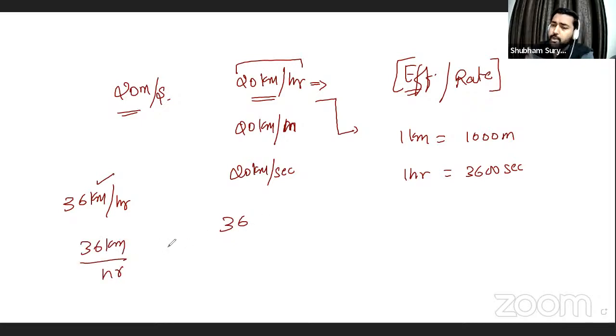For kilometer, 1 kilometer is 1000 meters. I can just multiply 1000 by the number 36. This becomes in terms of meters. And for hours, 1 hour is 3600 seconds. You can just divide by 3600.